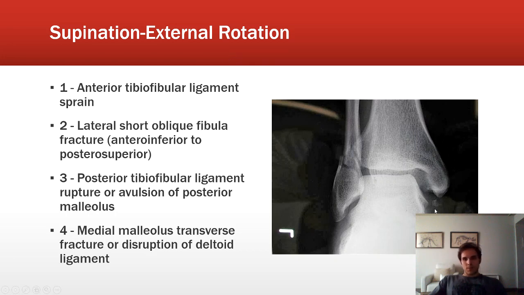So medial malleolus transverse fracture results from tension being put on the deltoid ligament. The deltoid ligament either gives out or you get a little transverse or avulsion fracture of the medial malleolus. In this case, it looks like maybe a small piece was avulsed and the deltoid ligament was disrupted here. And you can see a little bit of medial clear space.